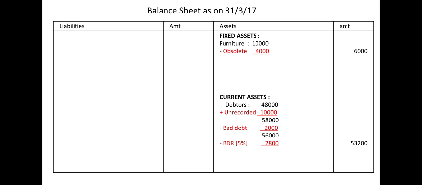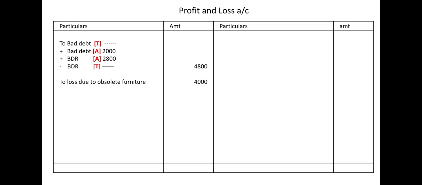So minus obsolete furniture 4,000 from furniture. So out of 10,000, furniture of 4,000 has become outdated. So we have deducted it. So now we have furniture of 6,000 only, and this is a loss. This obsolete furniture is a loss for us. So the second effect will be given to profit and loss debit side. Yes, here it is. You can see on the debit side I have written, student, to loss due to obsolete furniture 4,000. Okay, this adjustment is over.